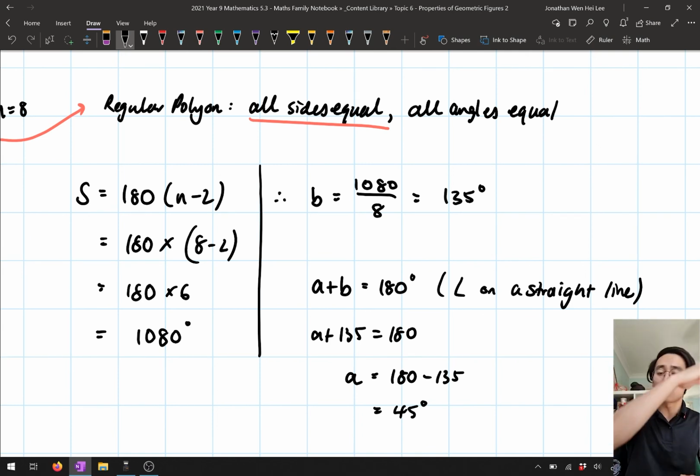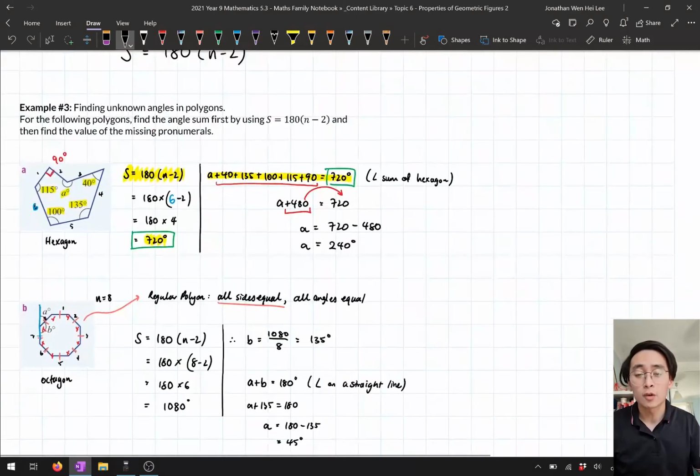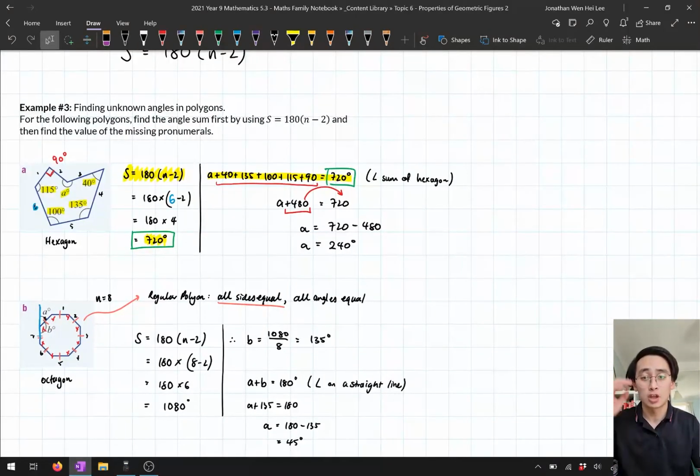Now, this section is quite long and difficult, so if you need to go back and have a look at any particular section, you can. And if you need any extra help, let me know and send me an email. So that's how we find missing angles in polygons and quadrilaterals.